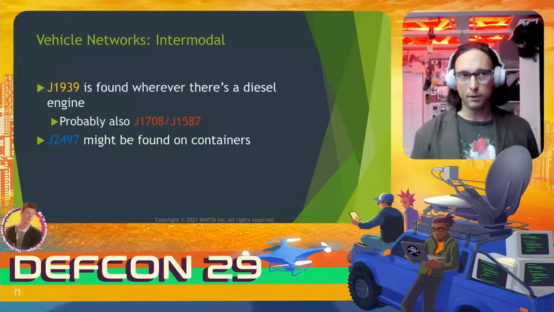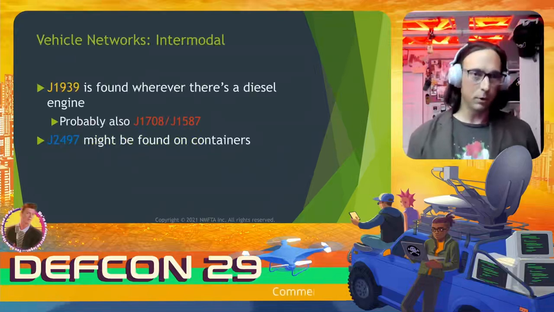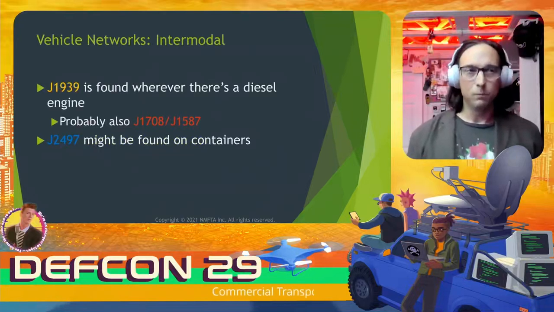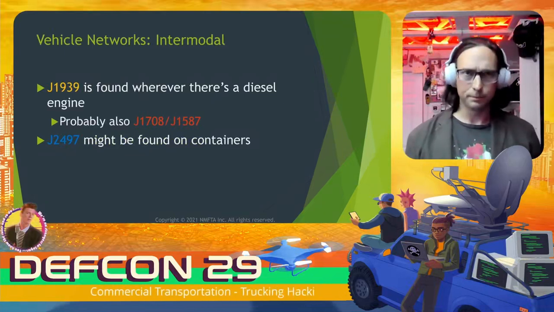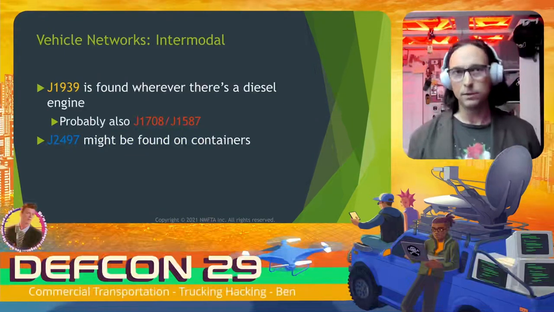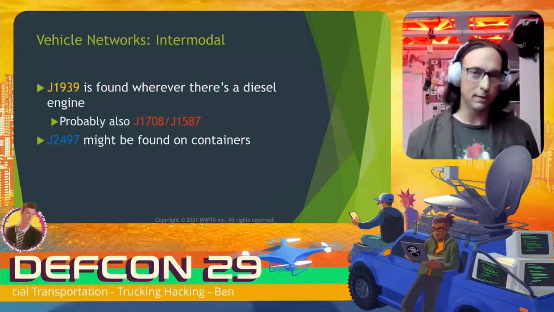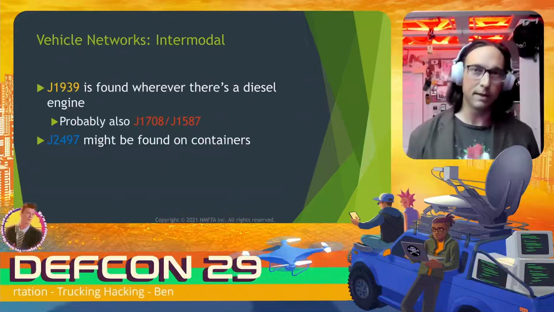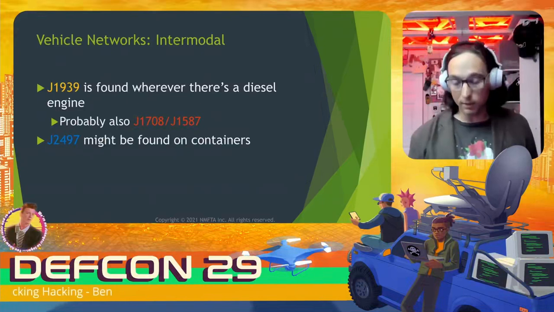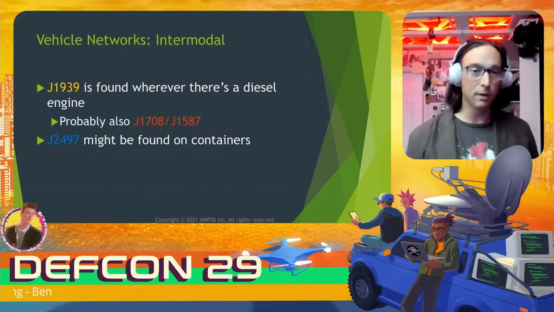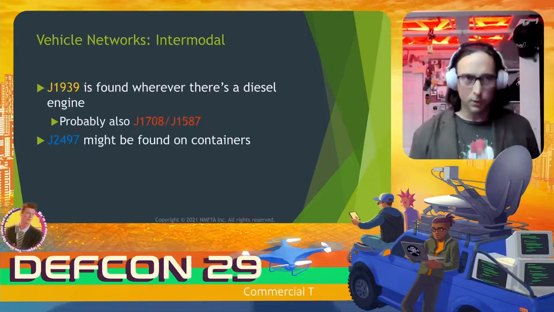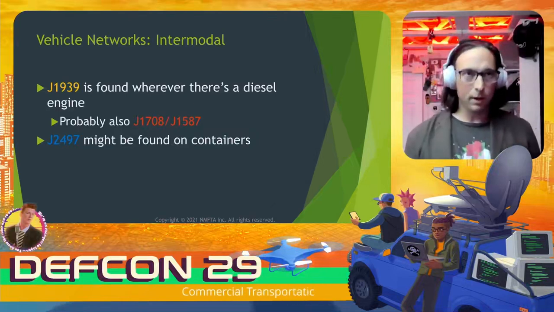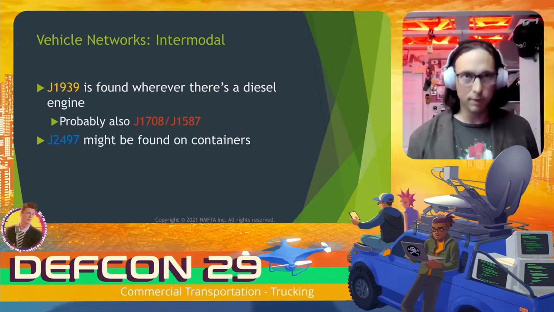Of course, there are going to be other vehicle networks in intermodal. We know that J1939 is going to be found anywhere there's a diesel engine. And since J1939 historically replaces J1708 and 1587, it stands to reason that there may be installations that also have J1708 on their diesel engines in intermodal. We've also heard that J2497 might be used for power line communications on some containers, but haven't been able to test this yet.